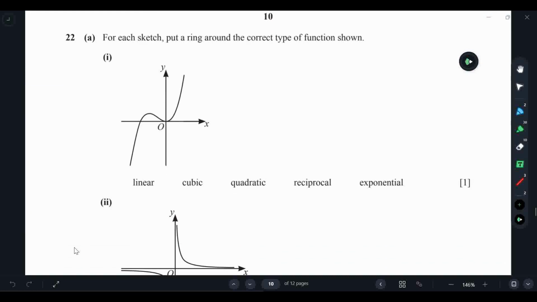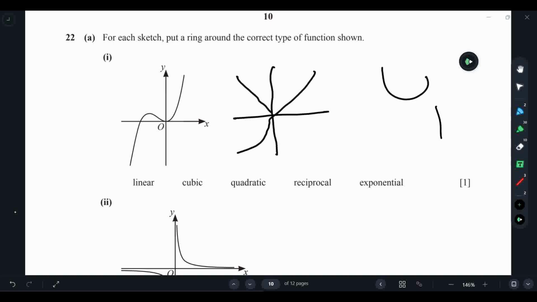Question number 22. For each sketch, put a ring around the correct type of function. Now we know that linear function will be a straight line. Let me check the cubic one. So the graph for the cubic function will be like this way, this way, and this way. Okay, this one is a cubic one because quadratic will be a parabola.